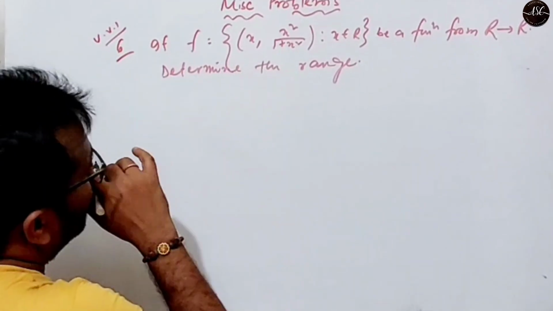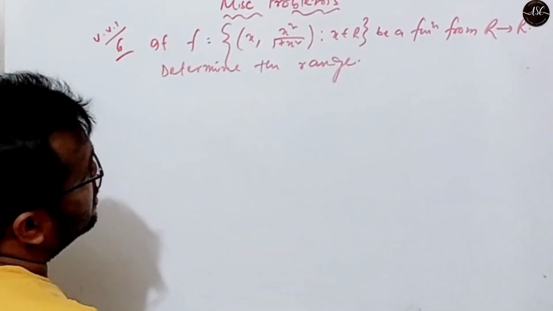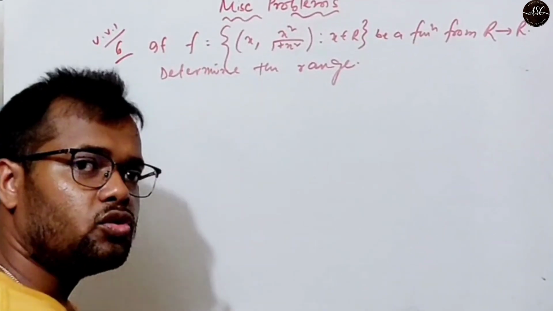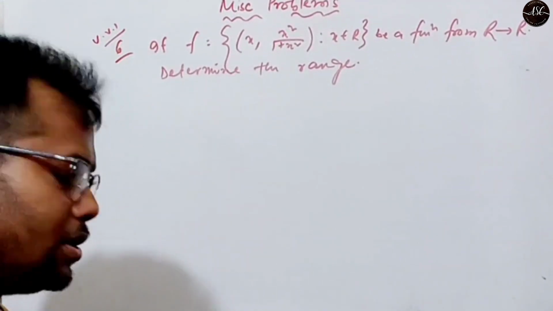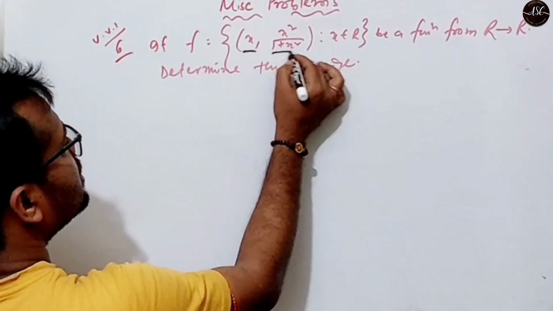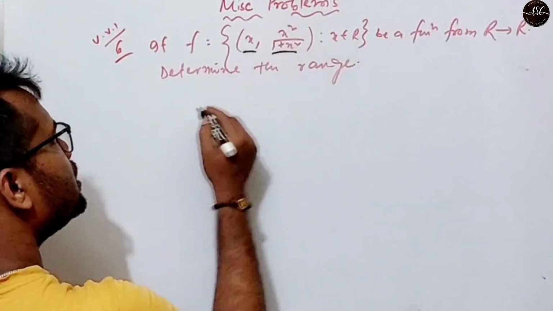If f is equal to x comma x square by 1 plus x square, such that x belongs to R, be a function from R to R, determine the range. So we have to find the range only. Here we have, this is the domain, this is the range. Here this is y.